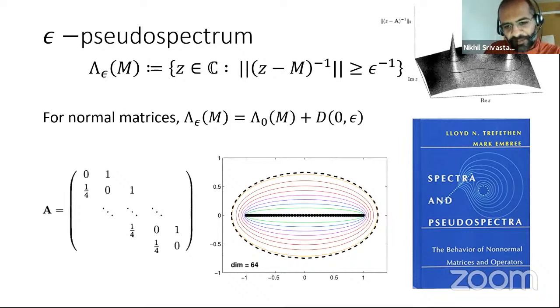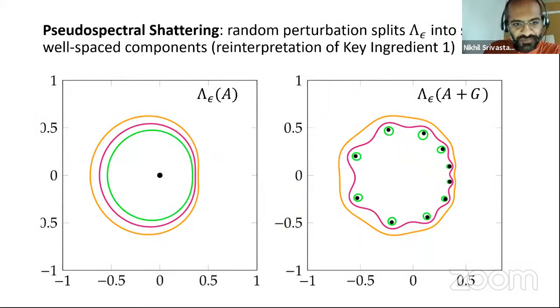Well, the phenomenon behind this key ingredient 1 is something we call pseudospectral shattering, and it's displayed in this picture. On the left-hand side, I've plotted pseudospectra of a 10 by 10 Toeplitz matrix with a single eigenvalue of multiplicity 10. So there's a black dot in the middle of the picture. I haven't said exactly what the parameters are, but the pseudospectra are kind of big. They're these big sets in the complex plane.